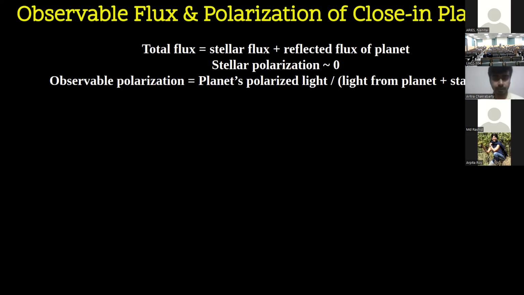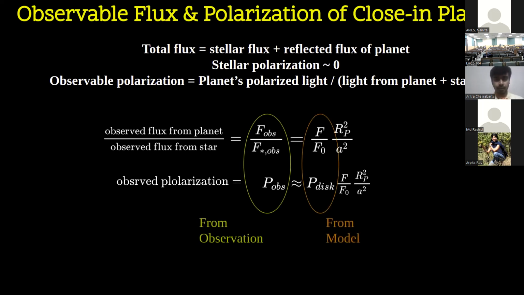But that is not the case for close-in planets, because we cannot separate out the host star. So the host star's total light has to be considered, which we assume to be unpolarized. Then the left-hand term is what we observe, the observable flux ratio and the observable polarization, which is less than the actual disk polarization.